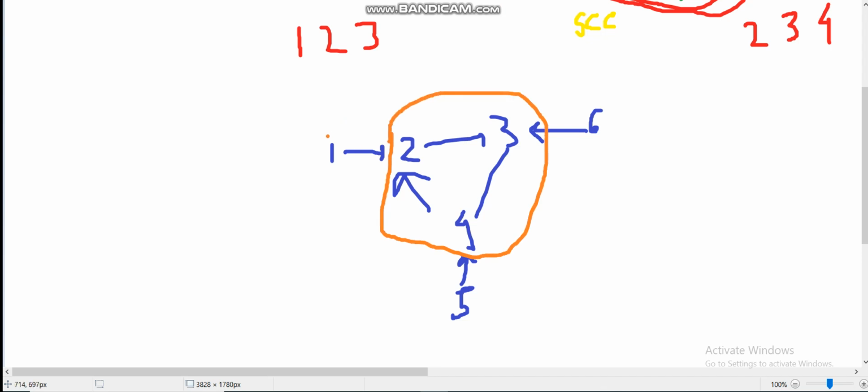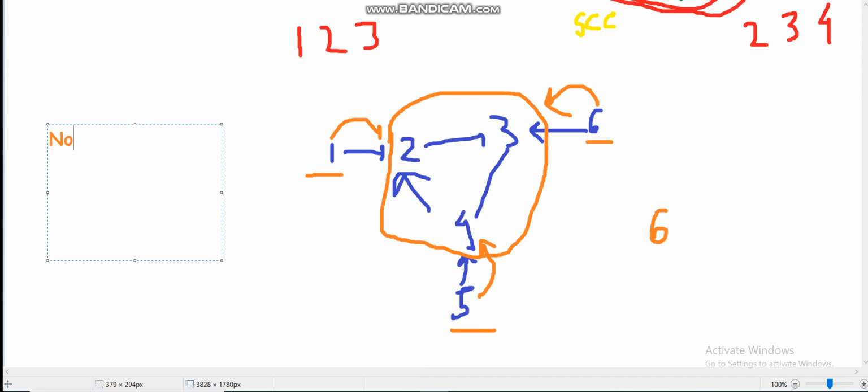We can go to 2 from 1, we can go to 3 from 6, and we can go to 4 from 5. So these three nodes will also count. So the required answer for this case will be 6. Okay, so we have to figure out the number of nodes which are part of a strongly connected component. So let me write it. We have to figure out the nodes which are part of an SCC, and the nodes from which we can reach the SCC.